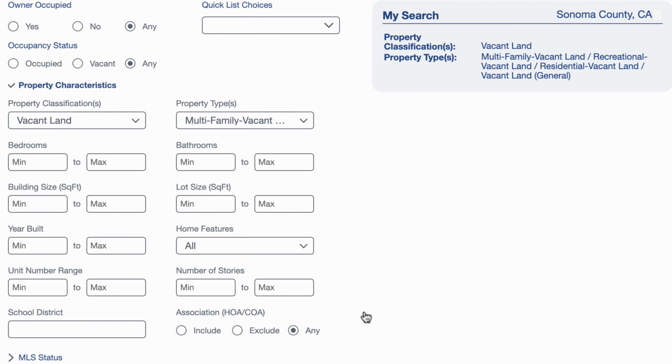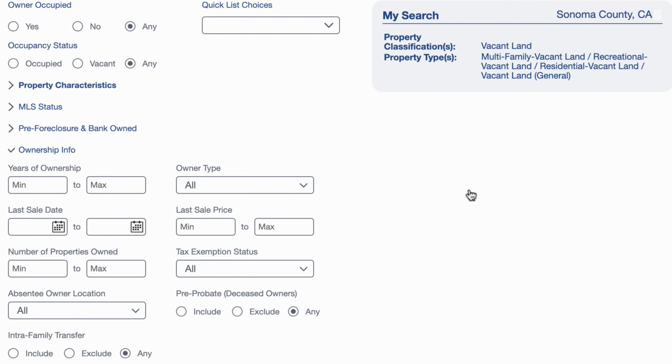It was more built for house investors and that kind of thing, but you can certainly still use it. You just have to understand how to interpret what these filtering things are telling you. And then down here under ownership info, owner types. So if we don't want to send mail to corporations or trusts or anything like that, we can specify that here.